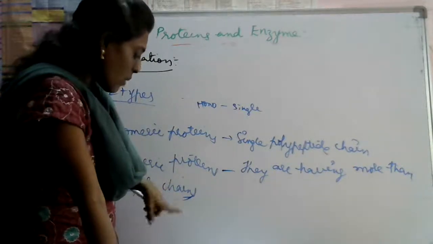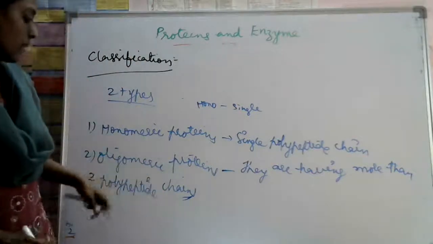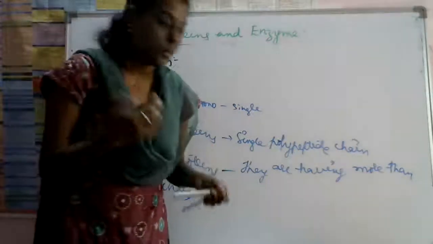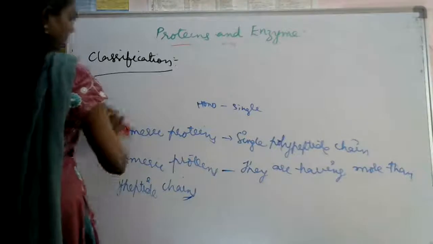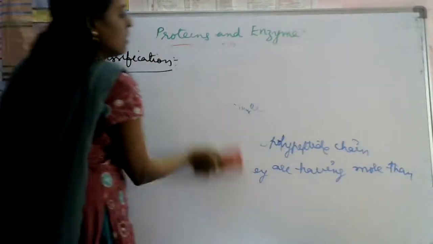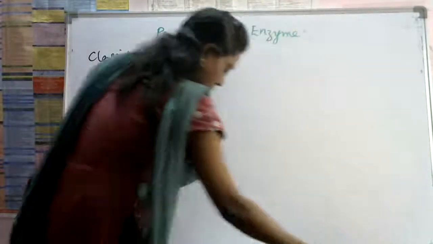On the basis of polypeptide chains, proteins are classified into four types. What are the proteins classified into? Four types, based on chains.